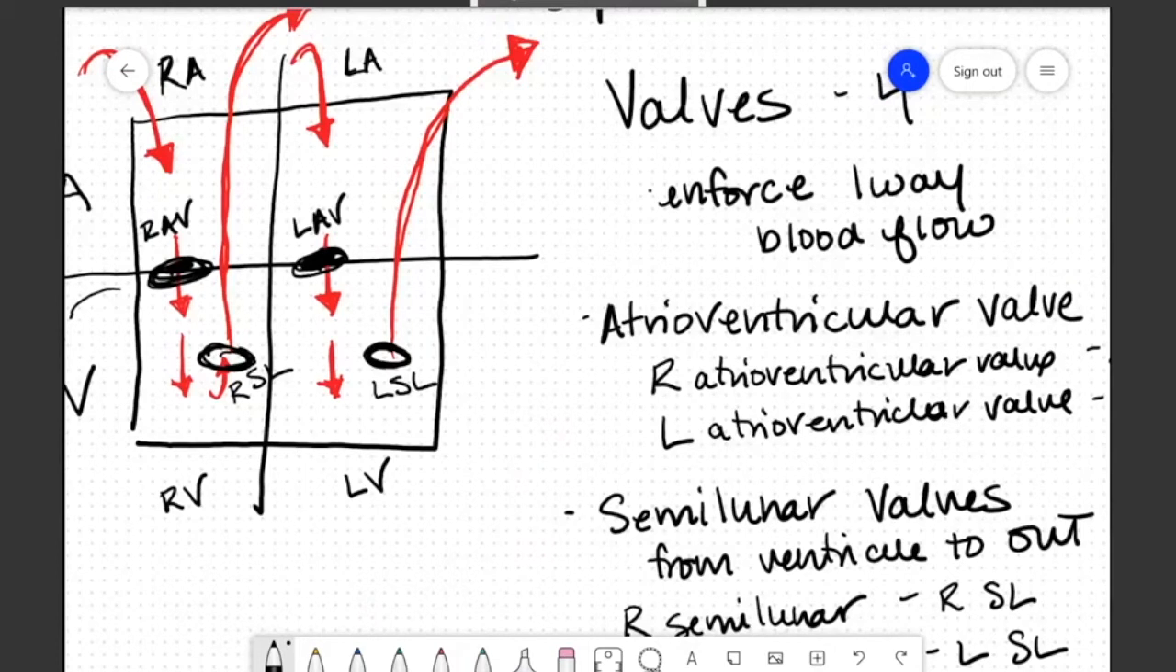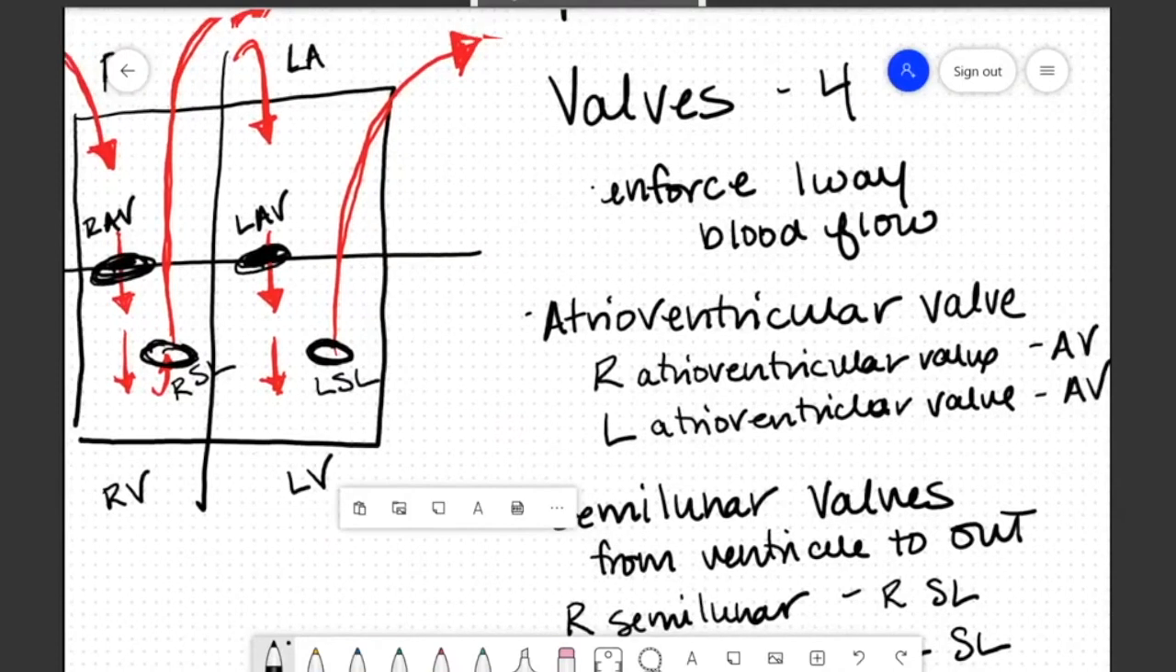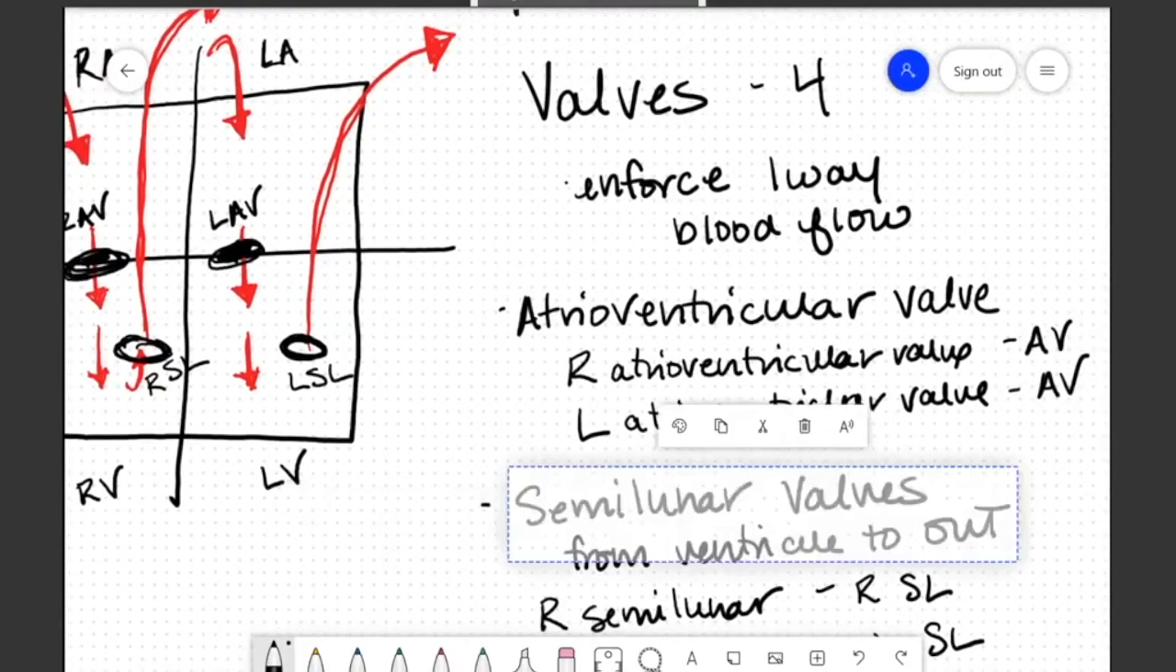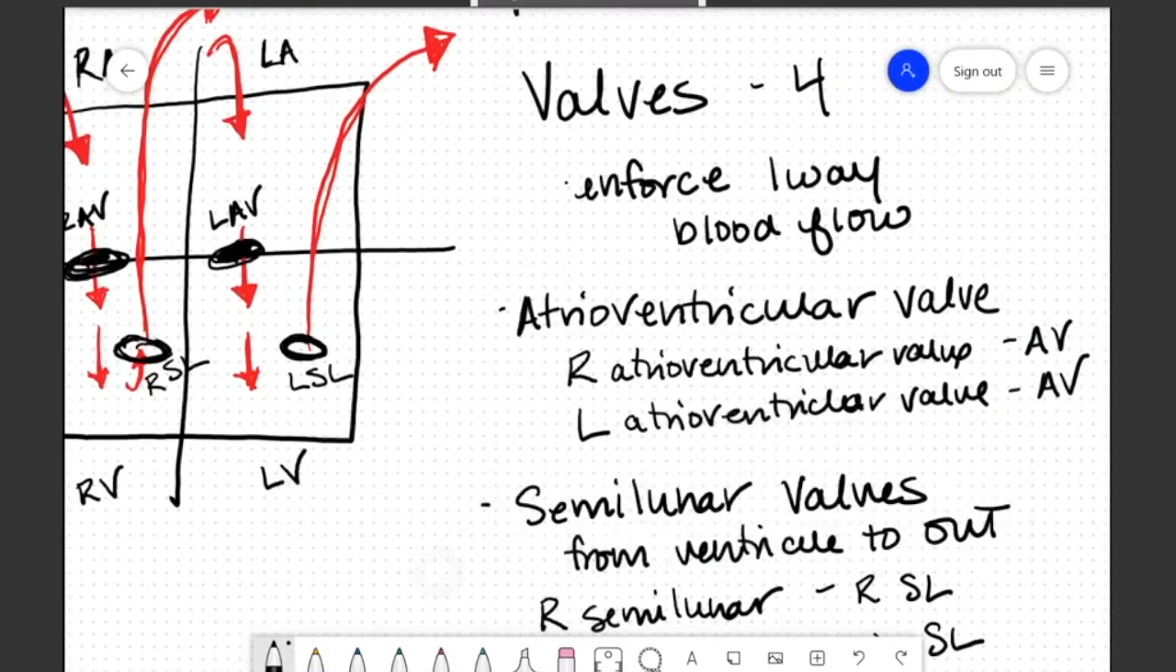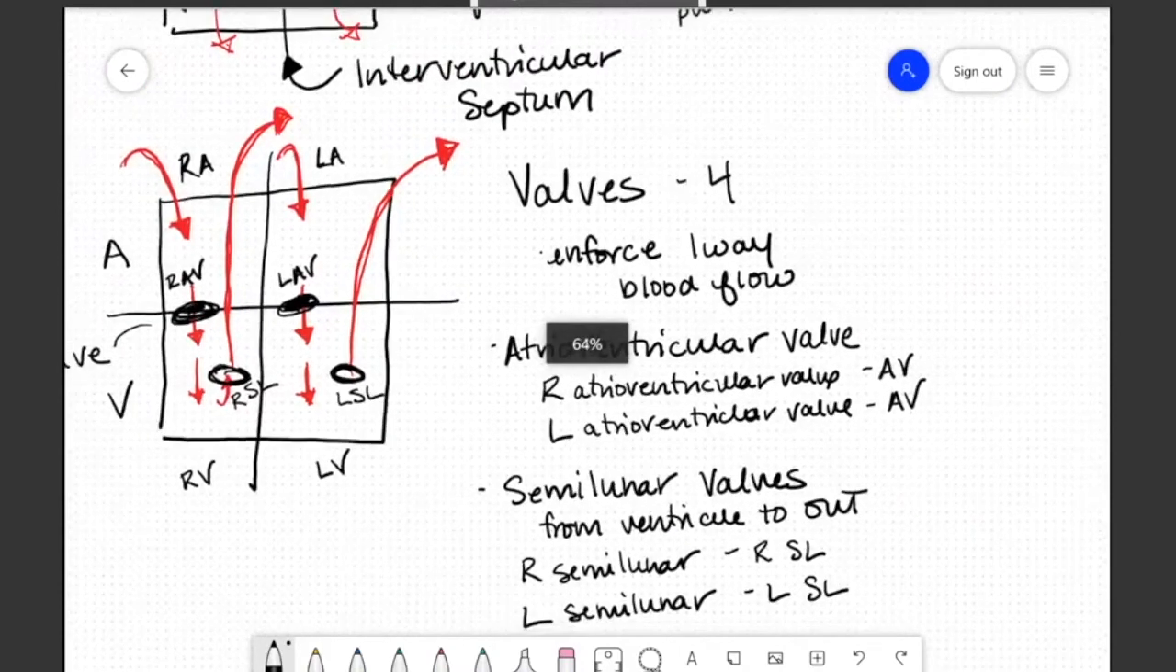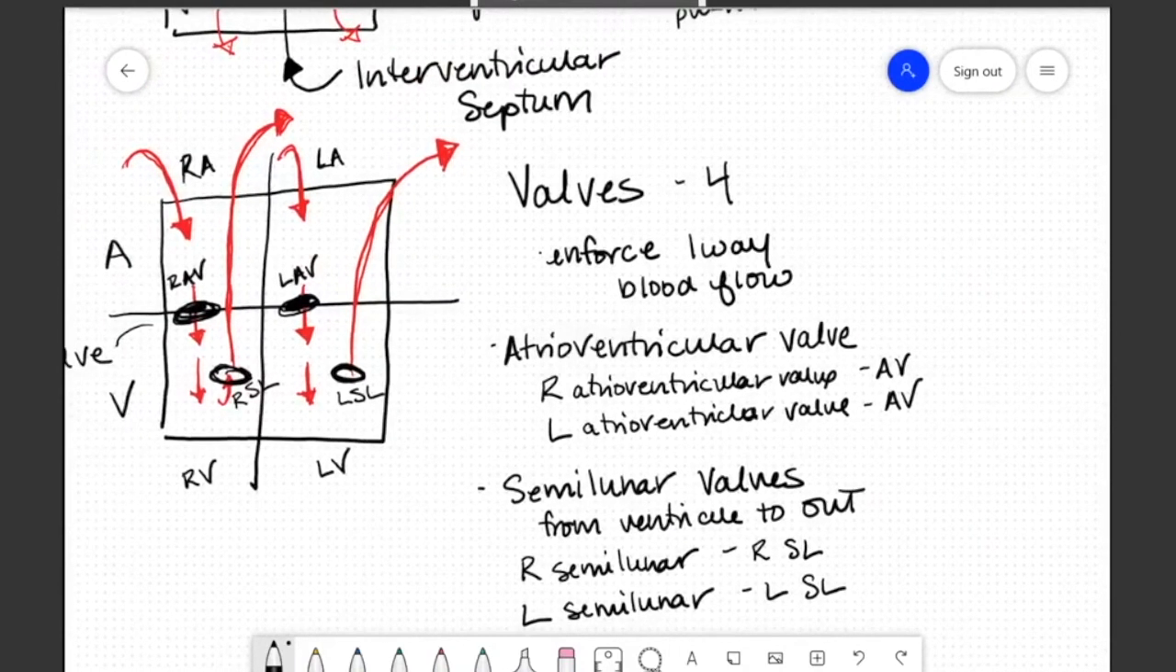A couple more things about these 4 doorways is they are broken down to atrioventricular, which is the valve between the atrium and the ventricles, and the semilunar, which is the valve between the ventricles and leaving the heart. But it's not quite so easy as that. So we're going to come back up here to our atrioventricular and talk about that for a second. With our atrioventricular valves, or our AV valves, you have your right and you have your left.